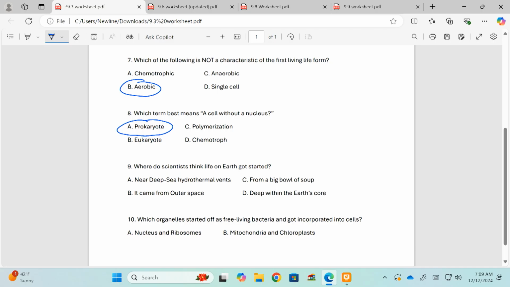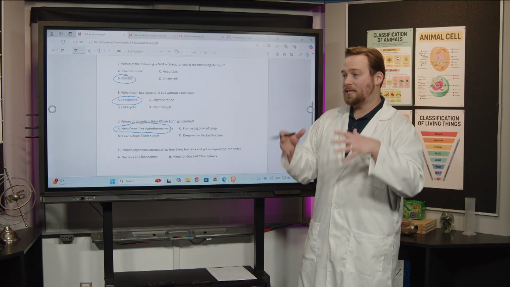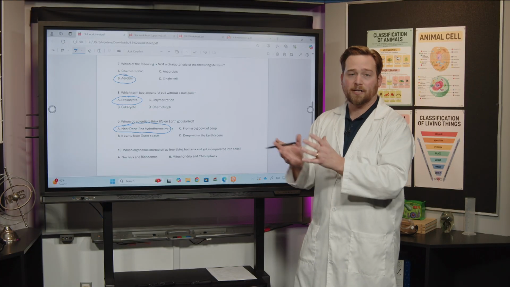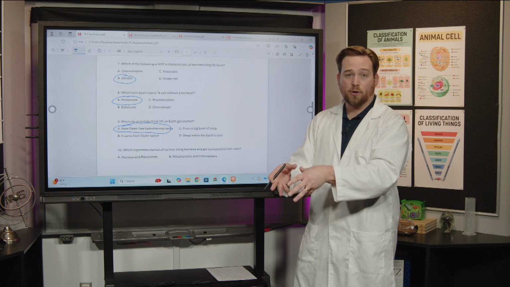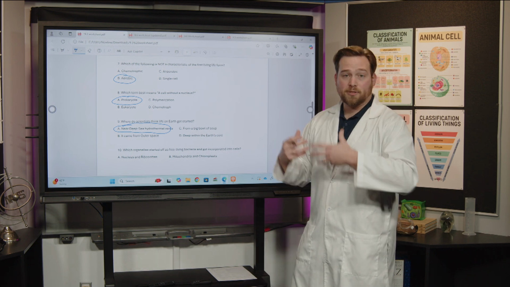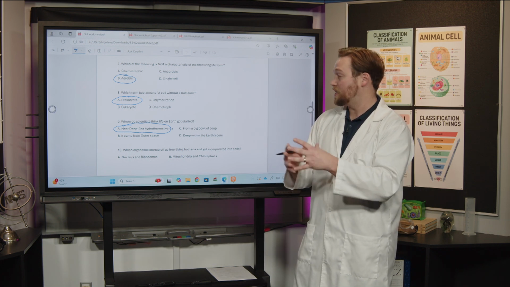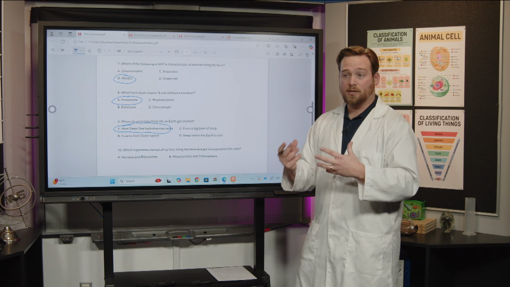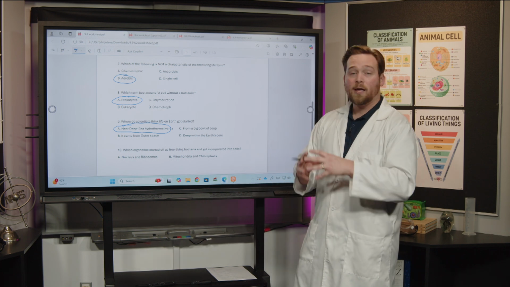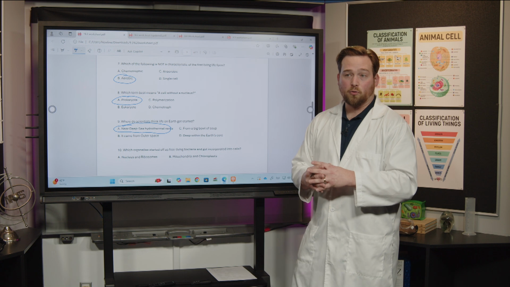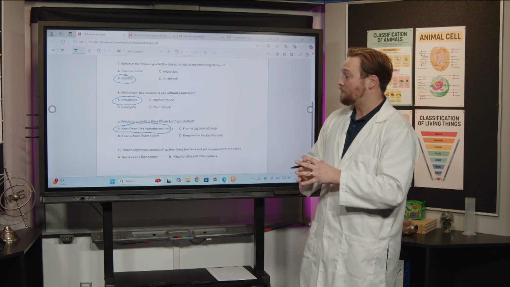Where do scientists think life on Earth got started? So there's a couple of different answer choices here. We talked about one of these. Hopefully we remember that A is going to be our best answer choice. Near these deep sea hydrothermal vents, down deep in the ocean, where there's these cracks and crevices that lead deep down into Earth's crust. There's a lot of chemicals that are coming out of those hydrothermal vents. It's very warm because it's so close, you know, it's deeper down in the crust. And so all of those things coming together, the chemicals and the water and the heat, that's where scientists think that these first life forms, these early cells, got their start deep down in the bottom of the ocean.